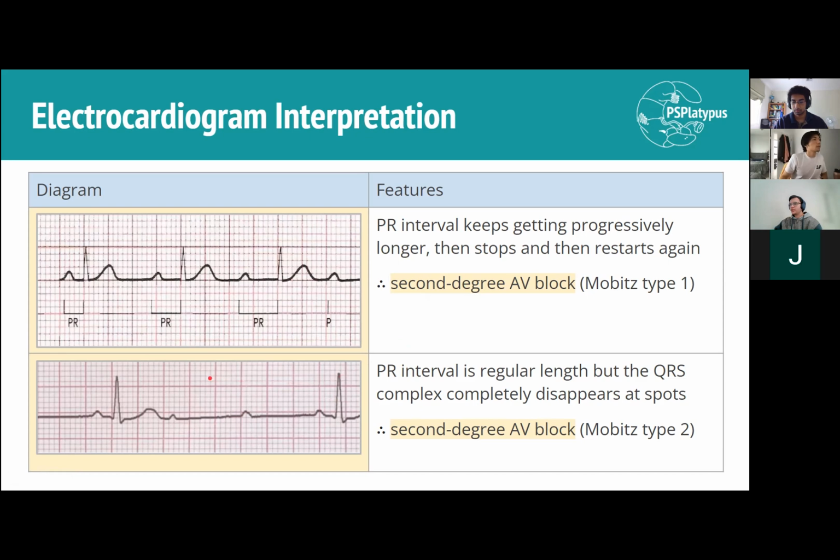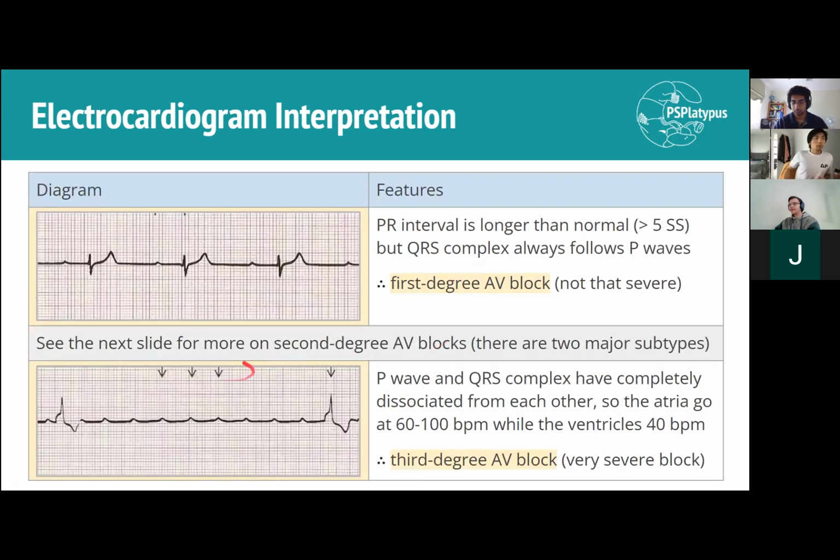So PR is fine, but QRS just seems to disappear in random spots. And then finally, to the third degree AV block, this is just crazy. It's where the AV node is gone completely. So the atria is going to contract, but it's not going to be able to send signals to the ventricles. So now the ventricles contract by themselves. So they each have different rates.